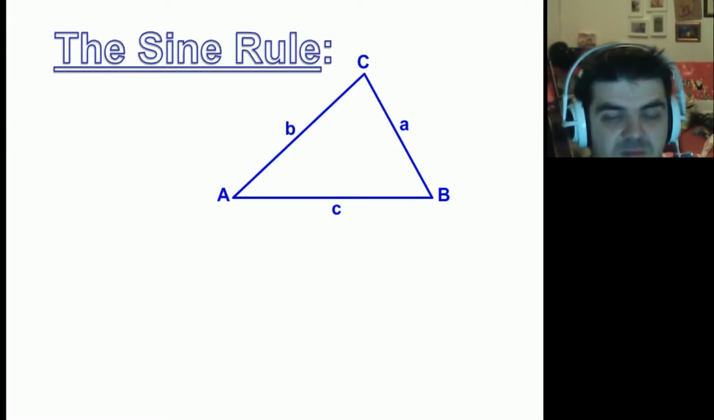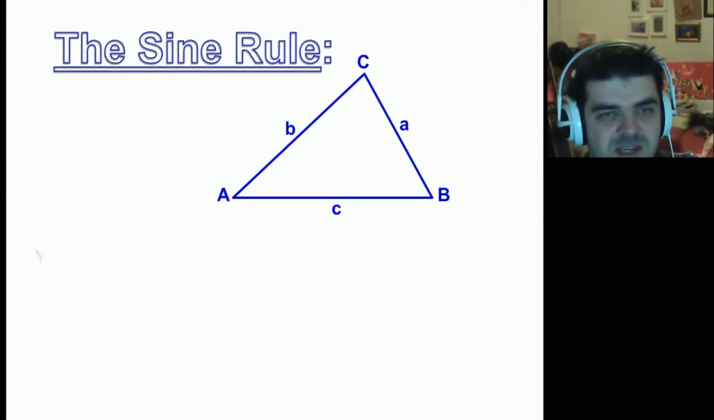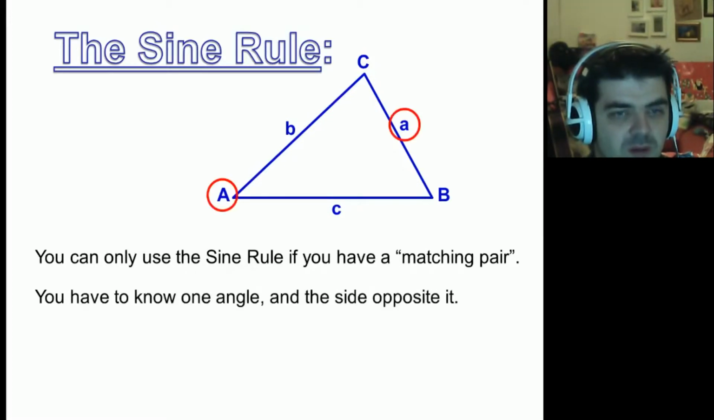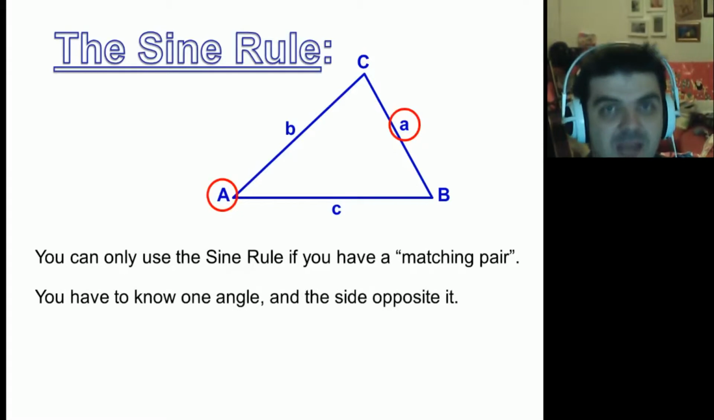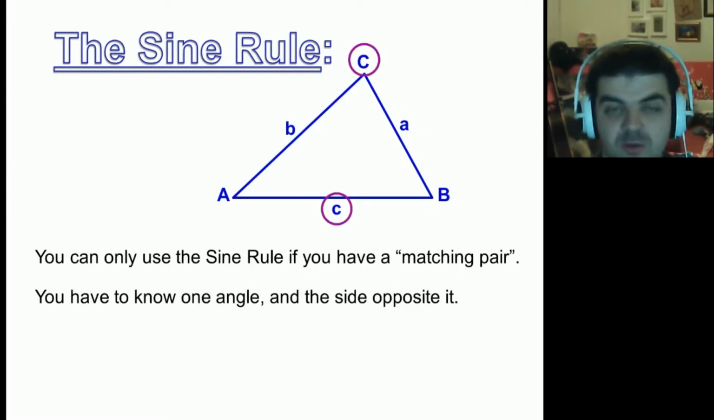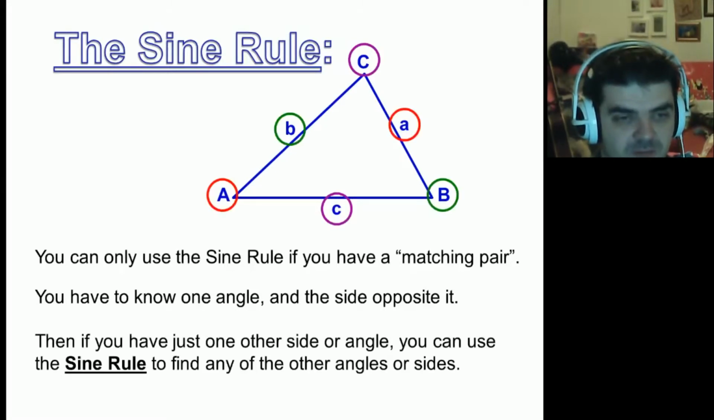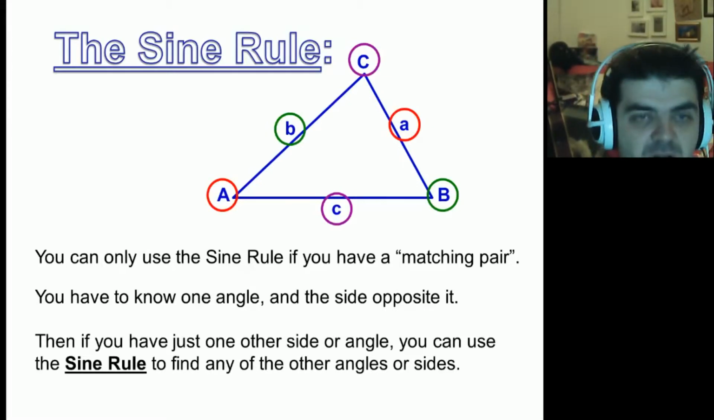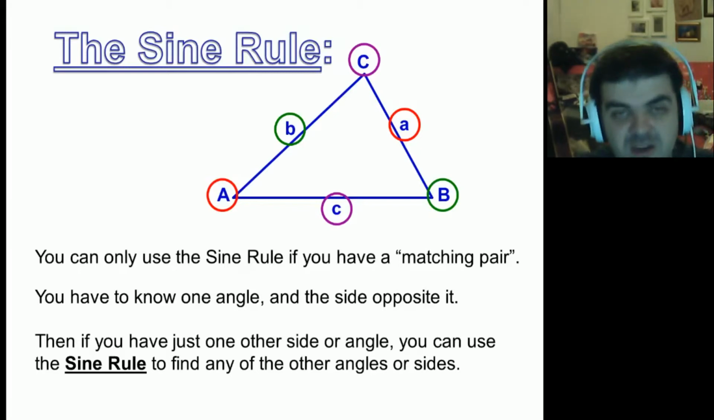Okay, the sine rule. Here's our labeled triangle ABC. You can only use the sine rule if you have a matching pair. And what I mean by a matching pair is an angle and a side that we know. So like A and a. If we know A and a, we can use the sine rule. If we know B and b, we can use the sine rule. Or if we know C and c, we could use the sine rule. If we haven't got a matching pair, the sine rule won't work. If you have a matching pair and just one other angle or side, you can use the sine rule to find out the other angles or sides.